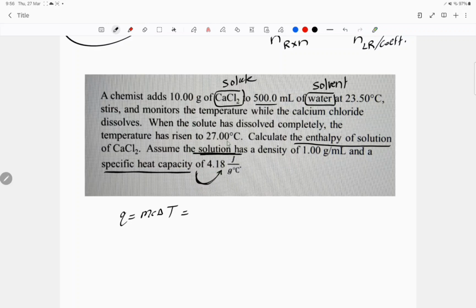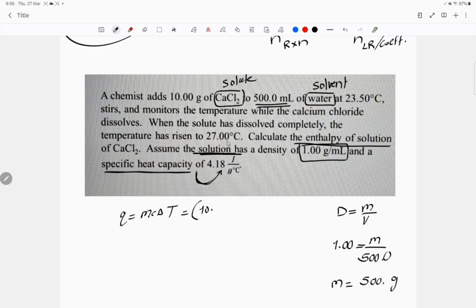Now, we are not given the mass of the water. We're just given the volume. But guess what? They also gave us density. So density is equal to mass over volume. So 1.00 is equal to the mass, which we're looking for, of the water, over the volume being 500. So mass is equal to 500 grams, because density is in grams per mL.